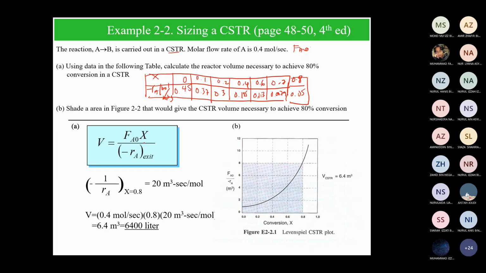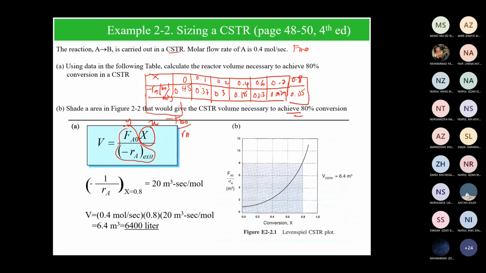So from here, remember volume is FA0 over negative RA times X. We need to plot with an X axis and a Y axis, so this one would be the Y and this one would be the X axis. Make sure you add one more column below for FA0 over negative RA. So you have 0.4 over 0.45, which means 0.89, and so on. From there you plot and you will get this graph.